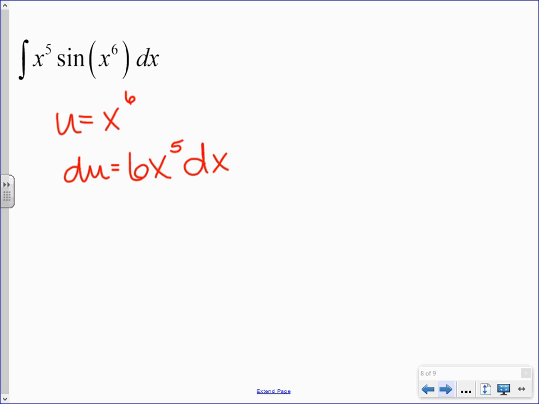We know that x to the 6th we can replace with u. Well, we have this x to the 5th dx, which we have right here. So in order to be able to replace that, what are we going to need to do with this 6 right here? We're going to need to divide it over. Okay? So x to the 5th dx really equals 1/6 du.